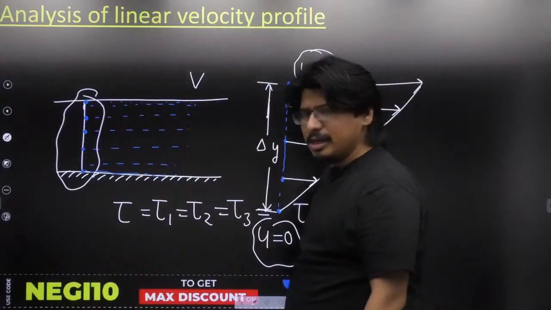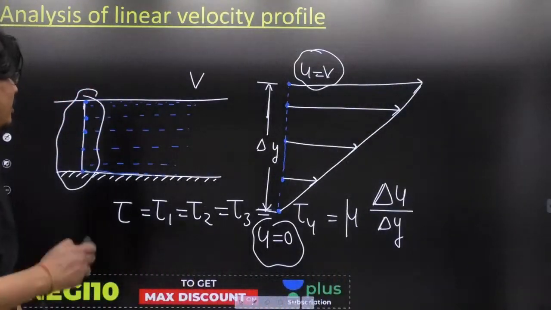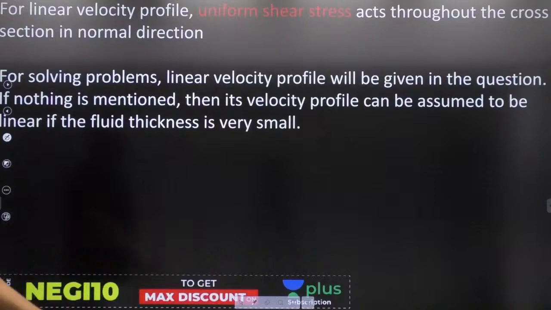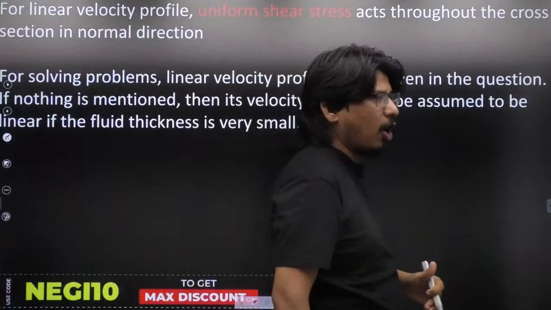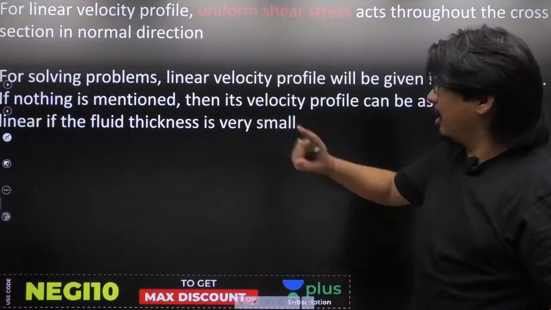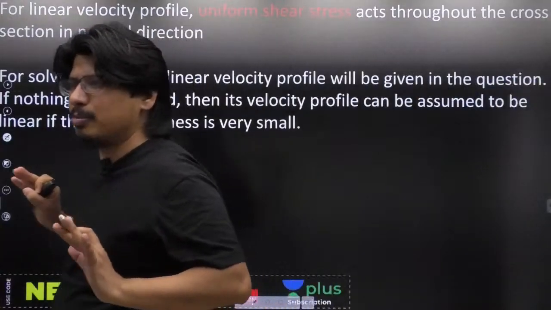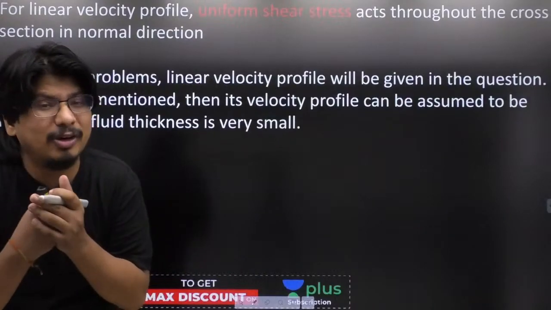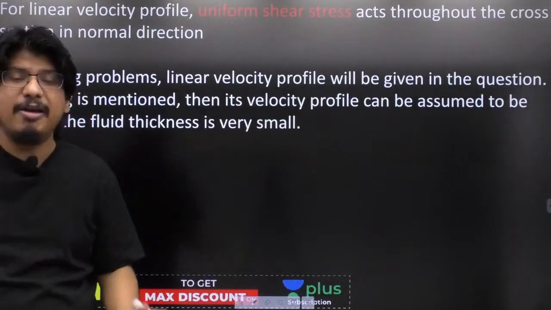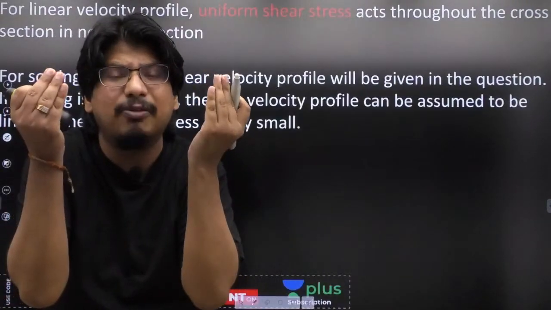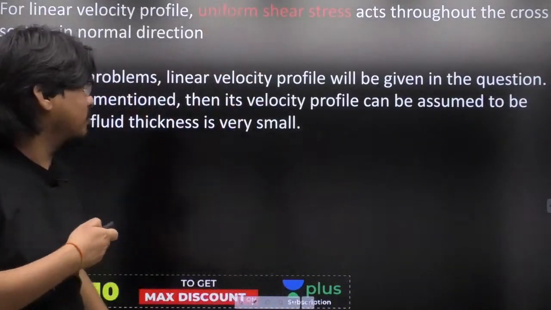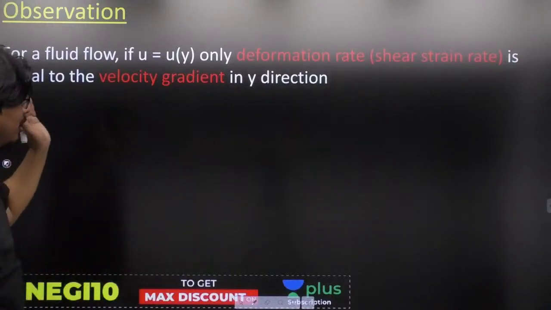Fine. Now look here. For linear velocity profile, uniform shear stress acts throughout the cross section in the normal direction. Very good. Now for solving problems, many times they will not write anything. If they are not writing anything, you can easily assume that we are having the linear velocity profile and you can solve the problems.